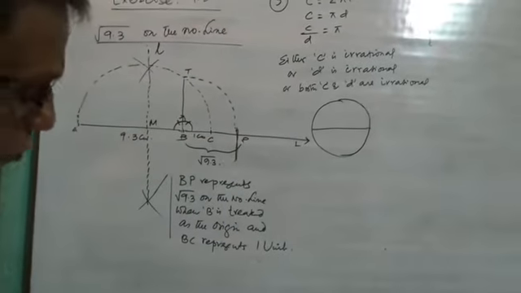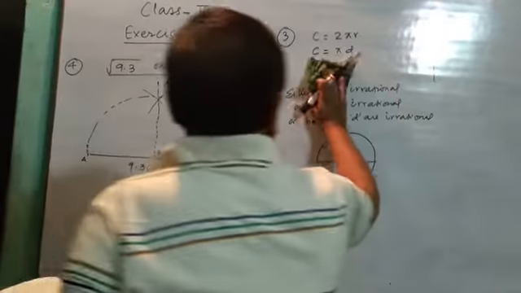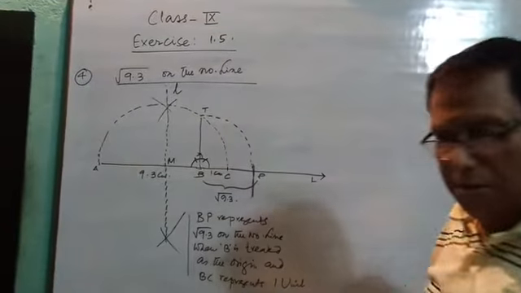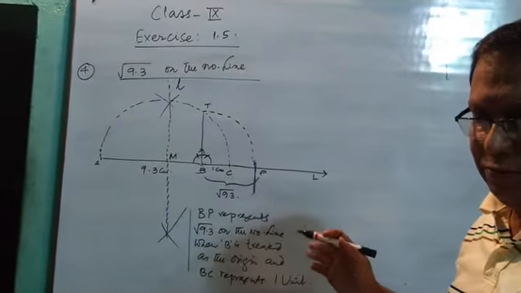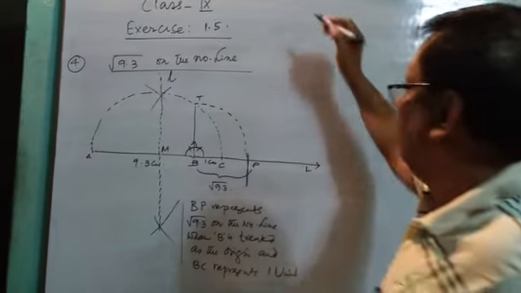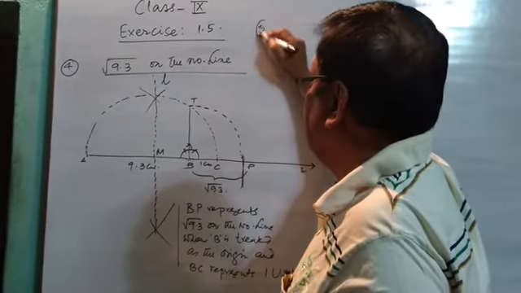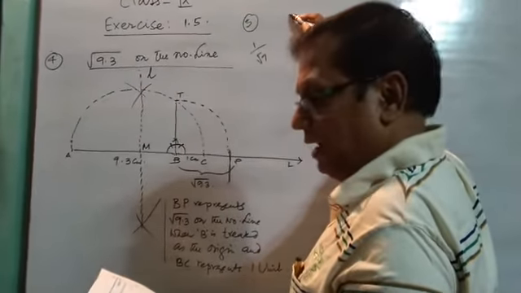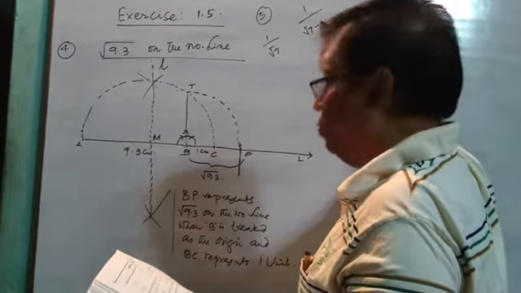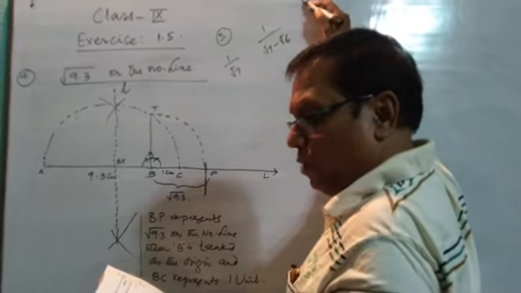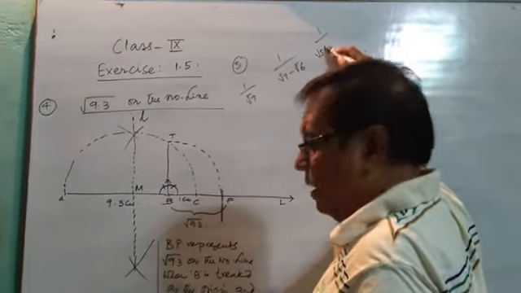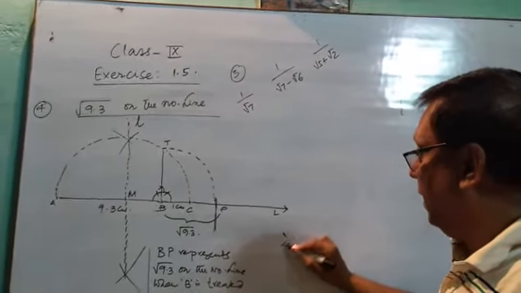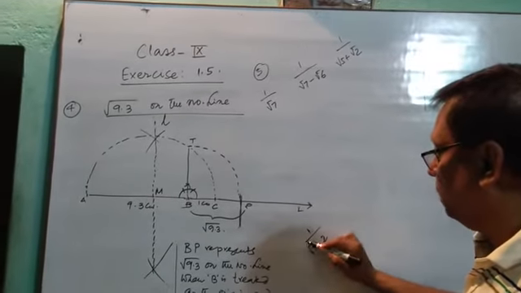Now the last question of this exercise I will discuss. Rationalize the denominator. Okay, very good. See, rationalize the denominator means, in all these questions: the first question is 1 by root 7, the second question is 1 by root 7 minus root 6, the third question is 1 by root 5 plus root 2, and the fourth question is 1 by root 7 minus 2.